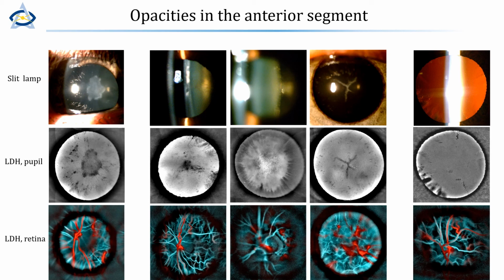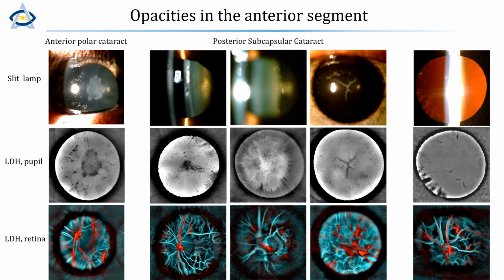And we use actually for each of these measurements the same raw data with LDH to propagate it in the pupil plane, which is the middle row, and in the retinal plane, which is the bottom row. So the first example was anterior polar cataract. You can see that the cataract is visible with a bright contrast with the slit lamp because it's reflecting the light, but with LDH it's actually visible with a dark contrast because it's absorbing the light that comes back from the retina.